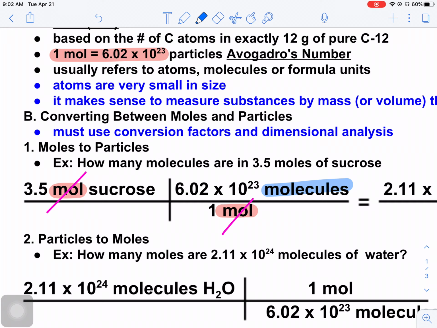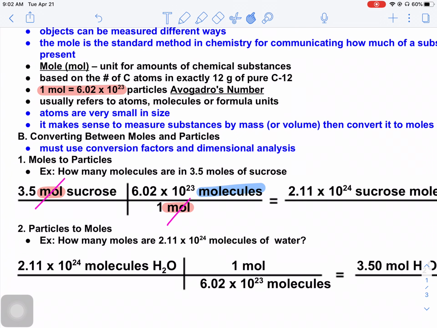So with dimensional analysis, remember, you're multiplying by the factor on the top, so 3.5 times Avogadro's number, and then you're going to divide by the factor on bottom, which in this case is 1. So when you do that, moles cancel out. We're going to remain with molecules, and in the end, we end up with 2.1 times 10 to the 24 sucrose molecules. Quick note on sig figs. This 3.5 is going to limit us to 2 sig figs, so rather than calling this 2.11, we should just call it 2.1 times 10 to the 24 sucrose molecules, okay?